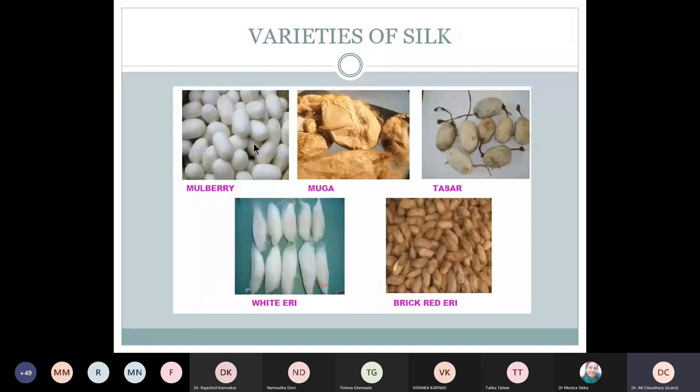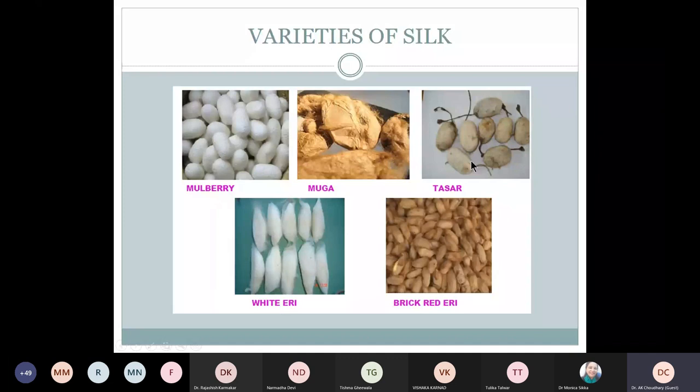This is the muga silk, and I have already told all of you that muga is produced only in the state of Assam in the world. And this is the wild silk, called tassar. So here you can see this is the peduncle of the tassar silk. That is slightly harder than mulberry silk. Mulberry silk is softer, and you can easily withdraw the continuous filament from the cocoon. But in the case of tassar, that is more difficult.